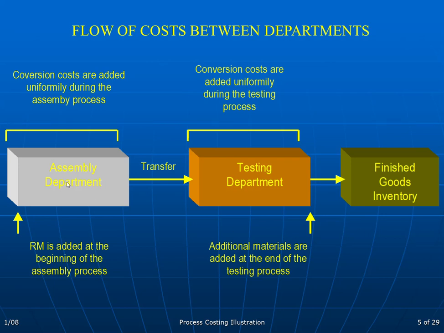So we have two departments, they're sequential. We begin with an assembly department. Materials are added at the beginning of the process. That would have to be the case because if you didn't add materials at the beginning of the process, there'd be nothing to work on.